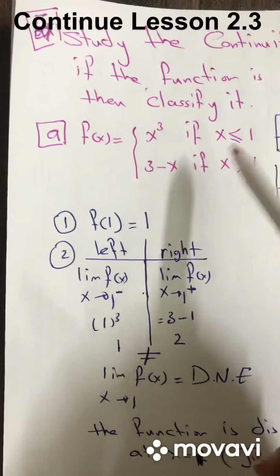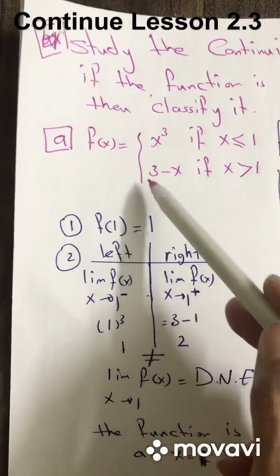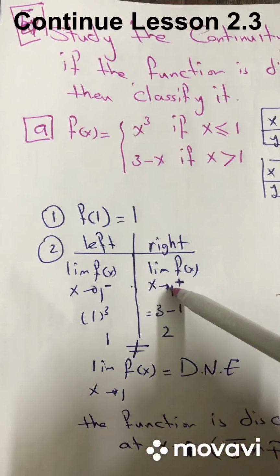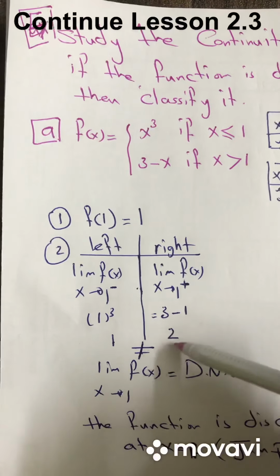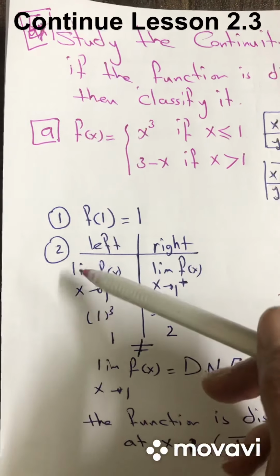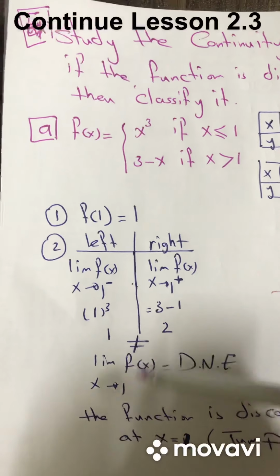Now, approaches from the right. Should I substitute in the first or the second? Right, which is greater than 1. Excellent. So I will substitute in the second equation and find the answer. If left, I will substitute in the first equation and find the answer. And as you can see, they are not equal.